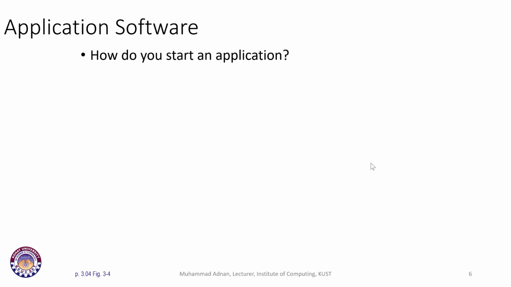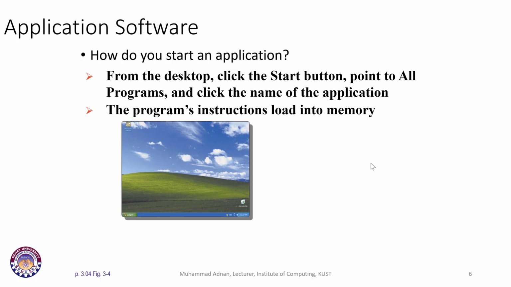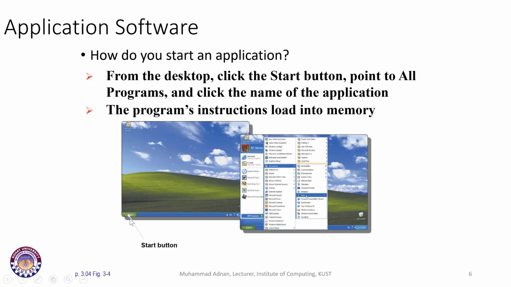Now, how do you start an application? It's very simple nowadays. You just have to click the start button, point to all programs, and click the name of the application or the app. The program instructions are loaded into the main memory. So here you can see, first you click the start button, and then you have various options, and these are mostly application software. For example, you click on this Paint option or software, then it will be launched and loaded into the main memory, and then you can interact with it.